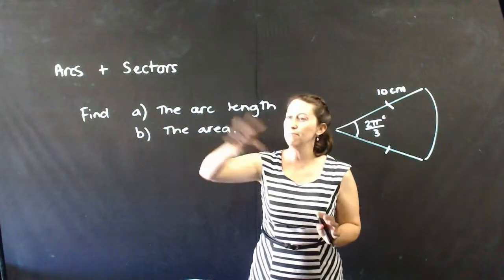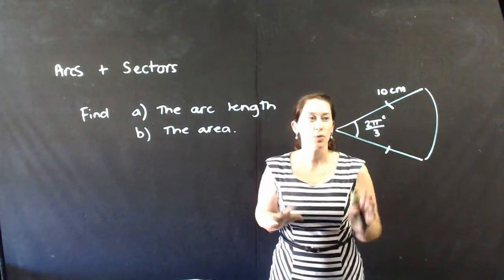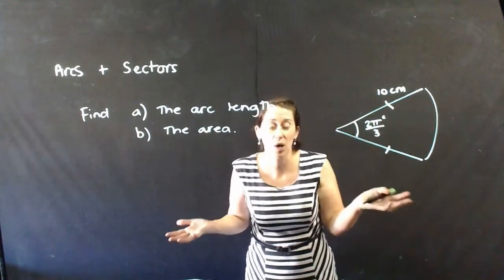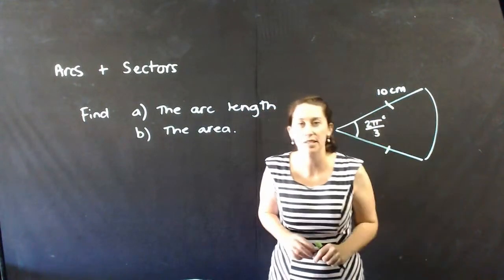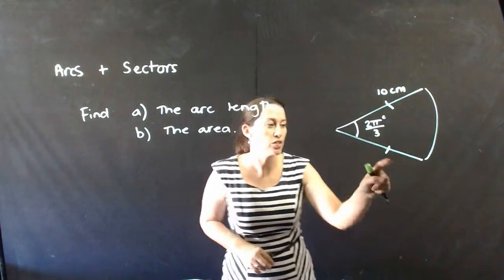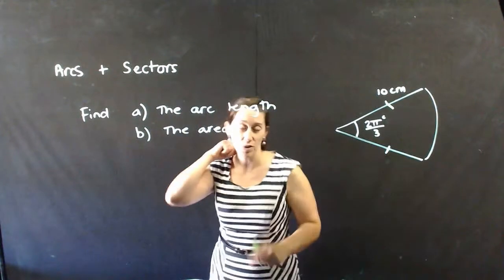Alright, so here we're going to find the arc length and the area of the given sector. So we see here that the angle given is in radians. Obviously it's in pi, so it gives the clue away, but there's the radian sign there too. We've also got the radius as 10 centimetres, which is the same length as this side of the sector. So let's first start off with the arc length.